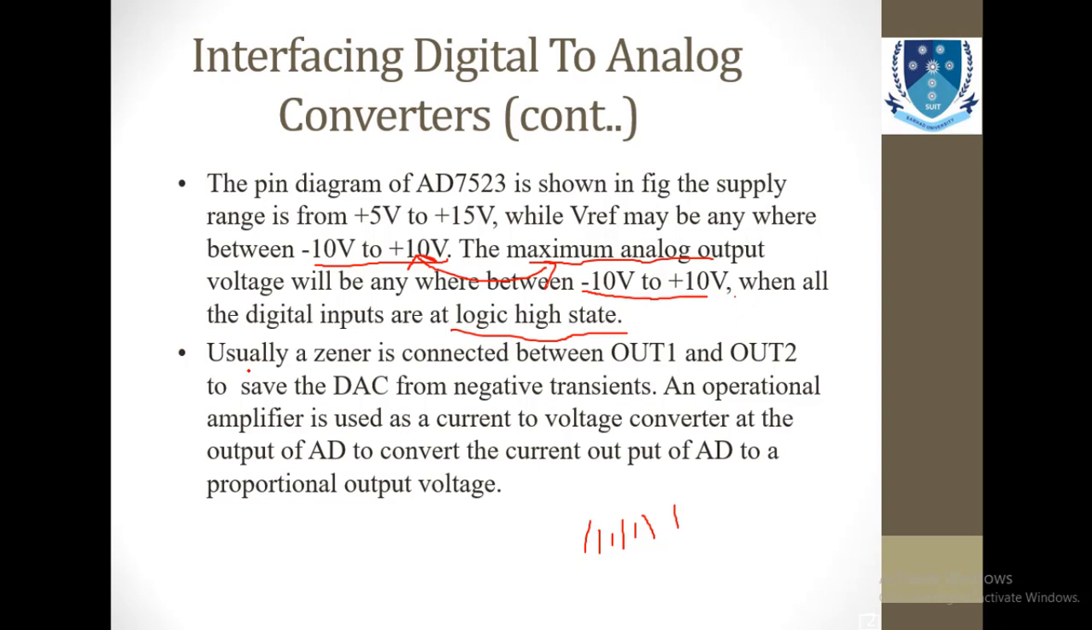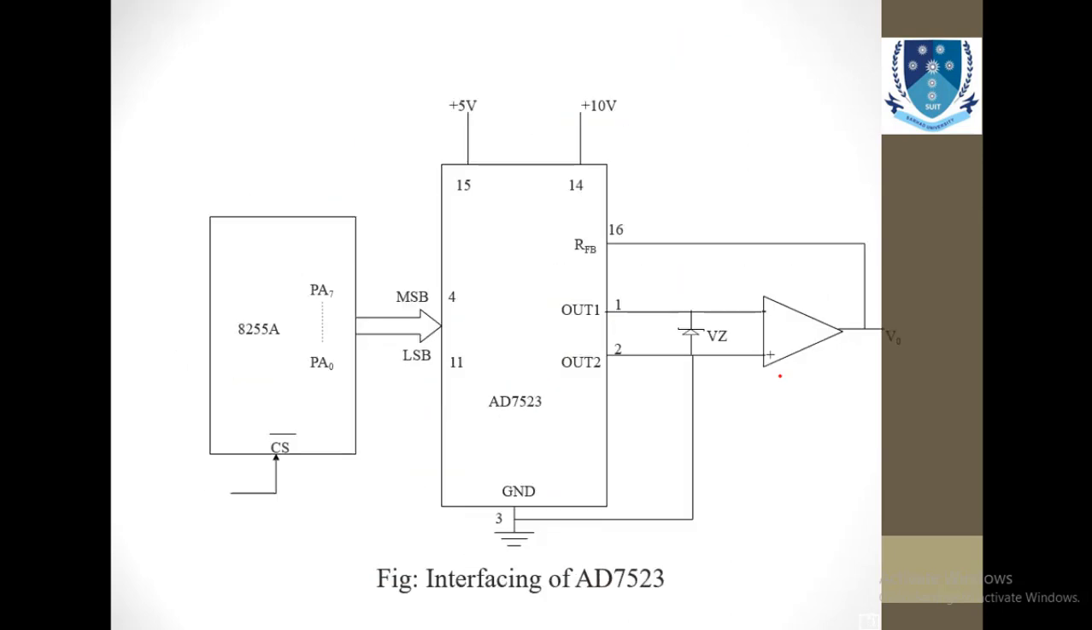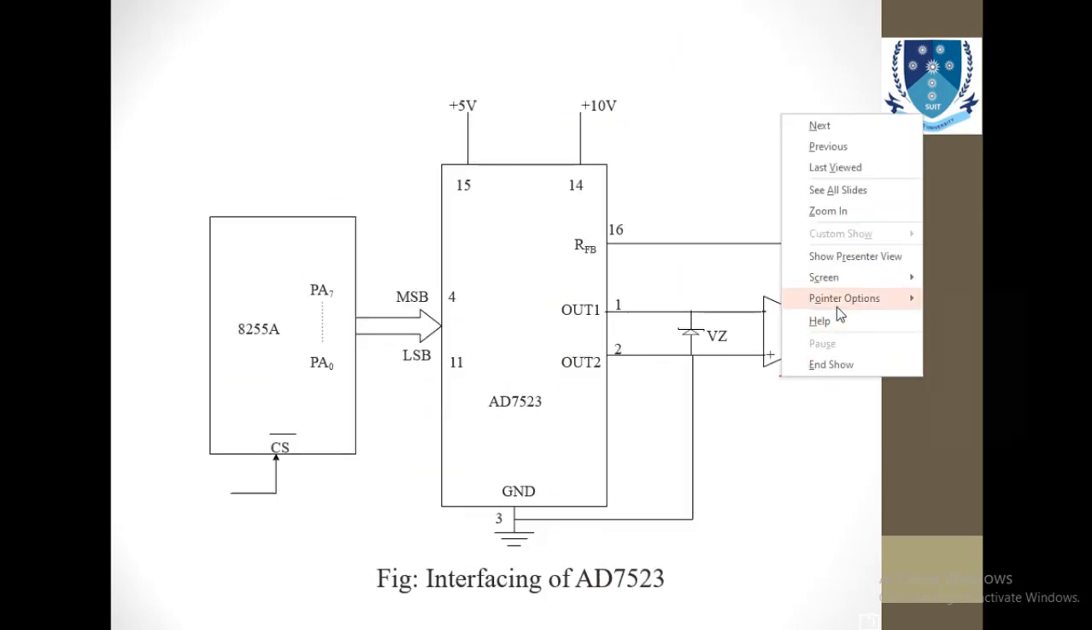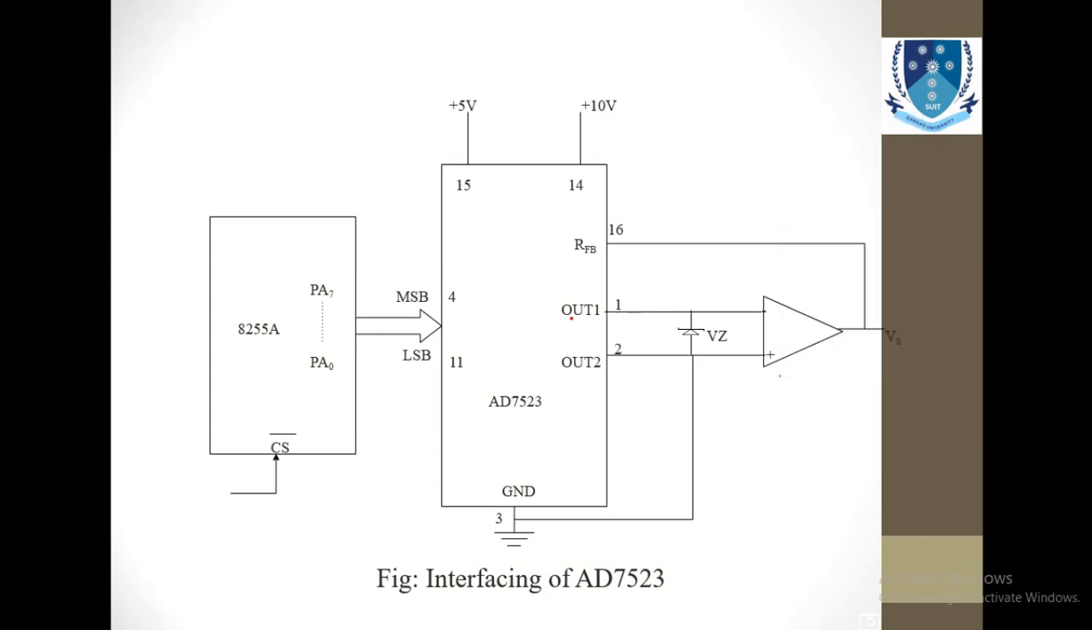Similarly, let's talk about the operation. Usually a Zener diode is connected between output 1 and output 2. So let's see the description of this IC. First thing, let's discuss this. You can see that these are your input pins that I've told you about, that it varies from +5 to +15. So you see that it is actually a range.